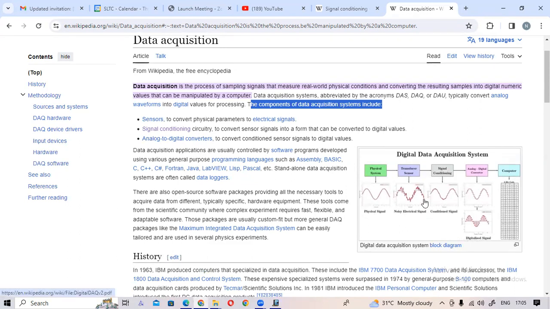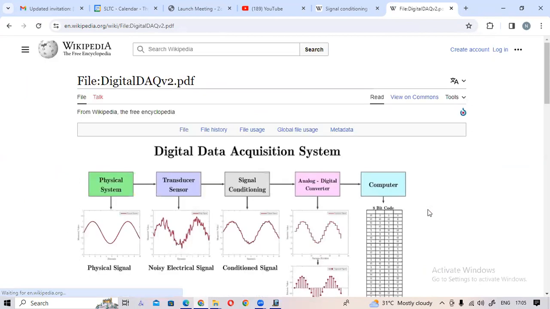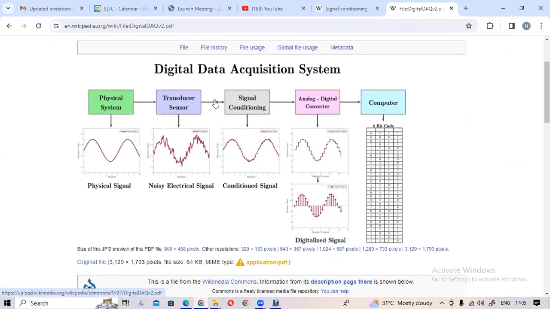Okay. So this is a simple block diagram, no? That is for a digital data acquisition system. Physical parameter, then transducers. Then you are conditioning the signal, you are smoothing the signal.